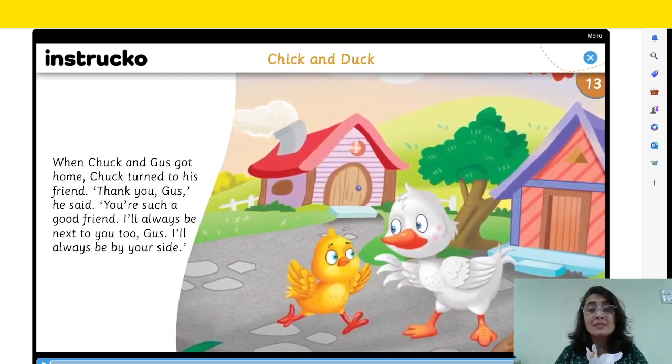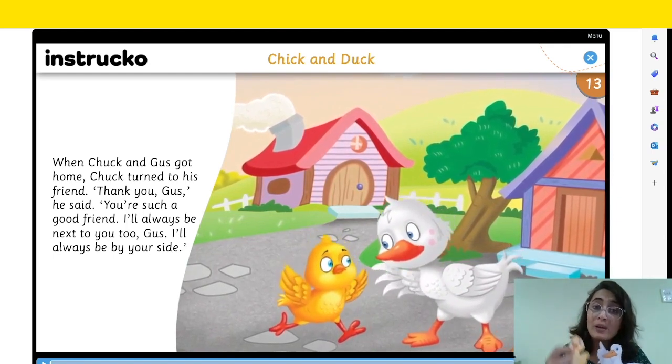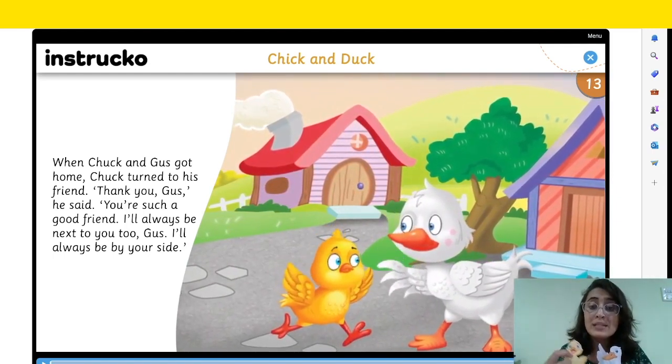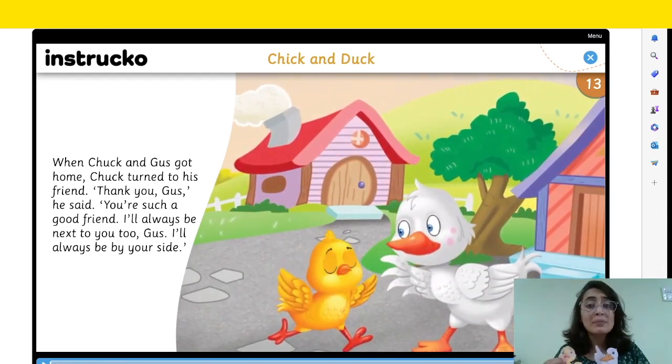See, now Chuck is making the same promise to Gus, which Gus made to Chuck, that Chuck will also always be next to Gus and will always be by Gus's side. Now, can you tell me what does it mean when one person is by the side of the other person? It means that Chuck will always be beside Gus. Yes? And see, now Chuck is also being a good friend to Gus. See, Chuck is also promising Gus that if ever Gus is afraid of something, then Chuck will also be there to protect Gus. Okay?